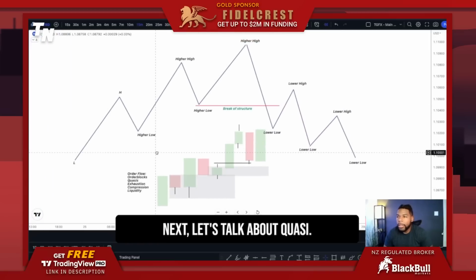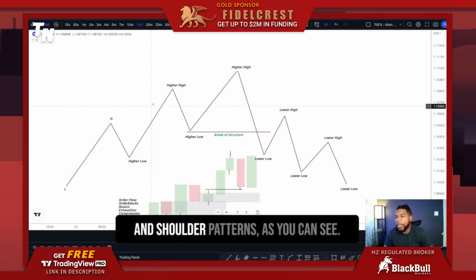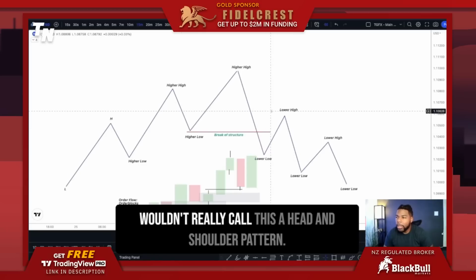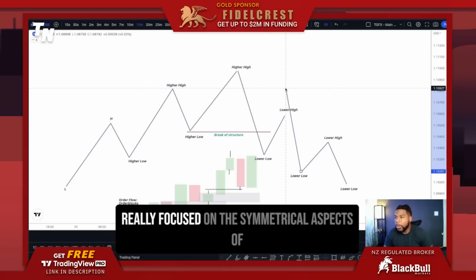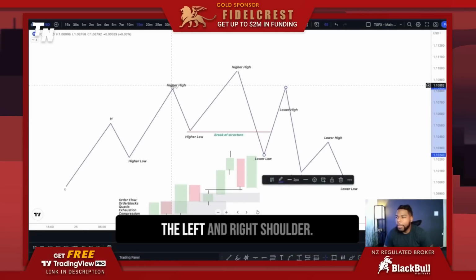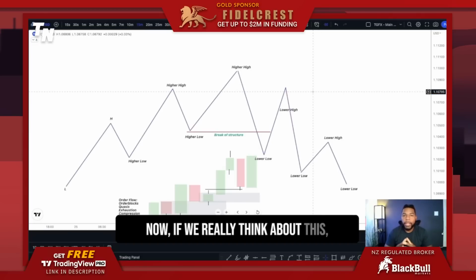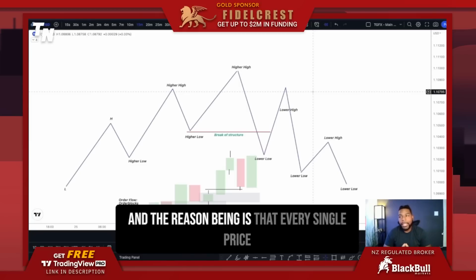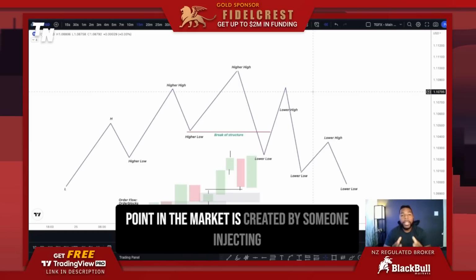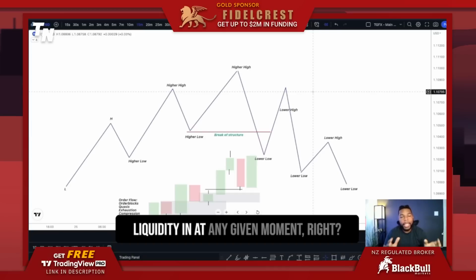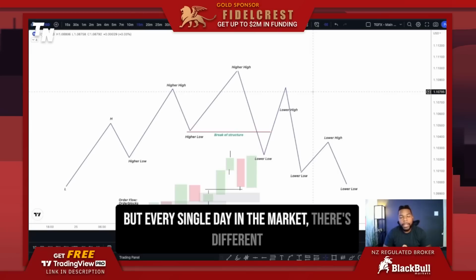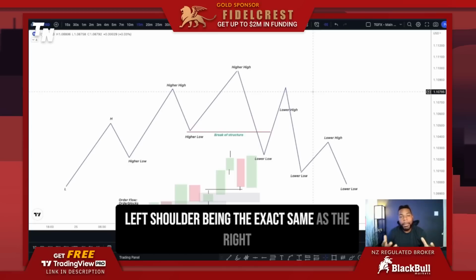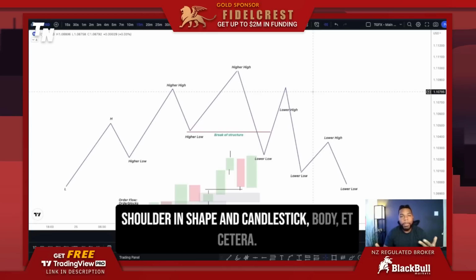Next, let's talk about quasis. Quasi patterns are very similar to head and shoulder patterns. As you can see in this case, since the shoulders aren't even, we wouldn't really call this a head and shoulder pattern. For a head and shoulder pattern, we're really focused on the symmetrical aspects of the left and right shoulder. It's not going to be very often that both shoulders are actually symmetrical, because every single price point in the market is created by someone injecting liquidity at any given moment, right? But every single day in the market there are different participants, which means there's very slim odds of the left shoulder being the exact same as the right shoulder in shape, in candlestick body, etc.